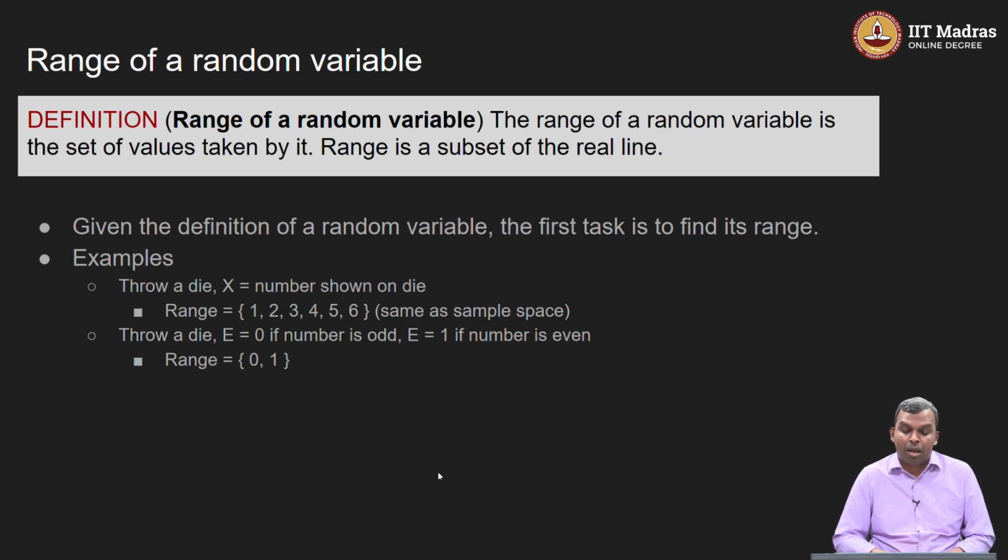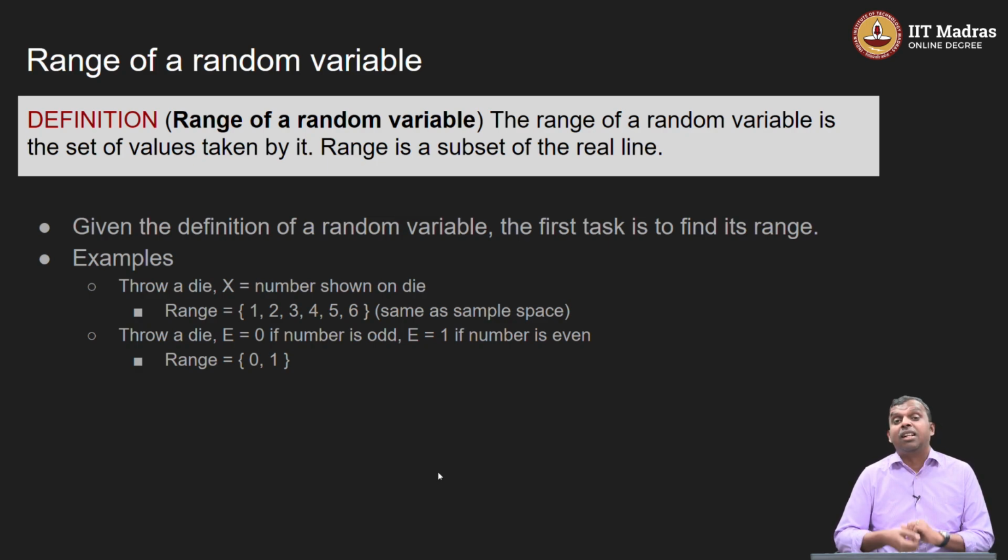Let's again do the simple examples we did when you throw a die. If you say X is the number shown on the die, then the range clearly is 1, 2, 3, 4, 5, 6, the same as the sample space. On the other hand, if I define a random variable to indicate to me whether the number shown on the die is odd or even. If it is odd, I say 0. If it's even, I say 1. Then in that case, the range is just 0, 1.